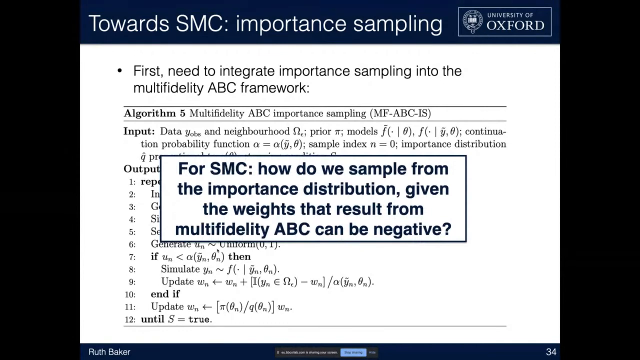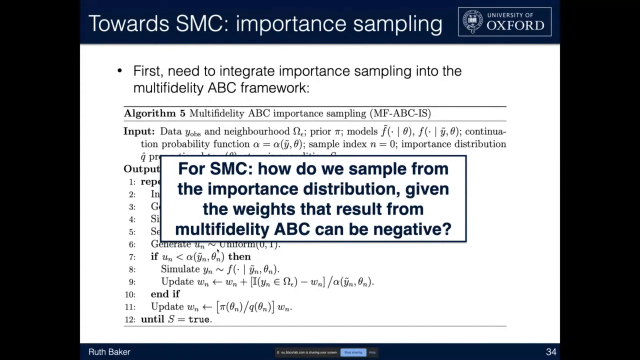But the real stumbling block was how do you put this in and do it repeatedly, like in ABC SMC? The problem arises because you're going to use the accepted particles and the weights that you get from one generation to form the importance distribution in the next generation. What I really glossed over was that some of the weights that can come out of multi-fidelity ABC can actually be negative.